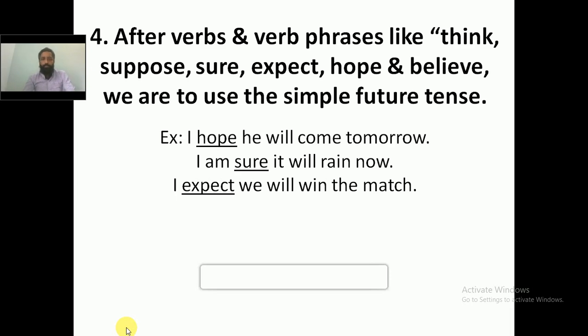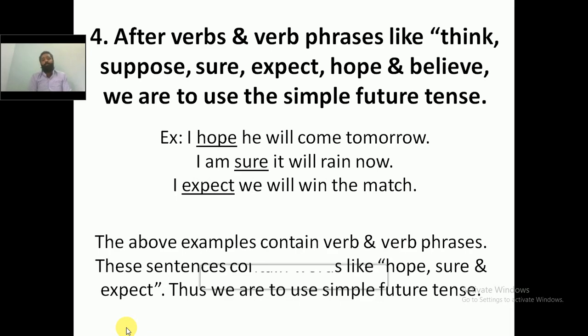There are two more examples given here. I am sure, I am very confident it will rain tomorrow. It will rain tomorrow is a simple future tense because there is a word called sure, S-U-R-E, which means confident. Next one, I expect we will win the match. We will win the match is a simple future tense. We are using it because there is a word called expect coming in the particular sentence.